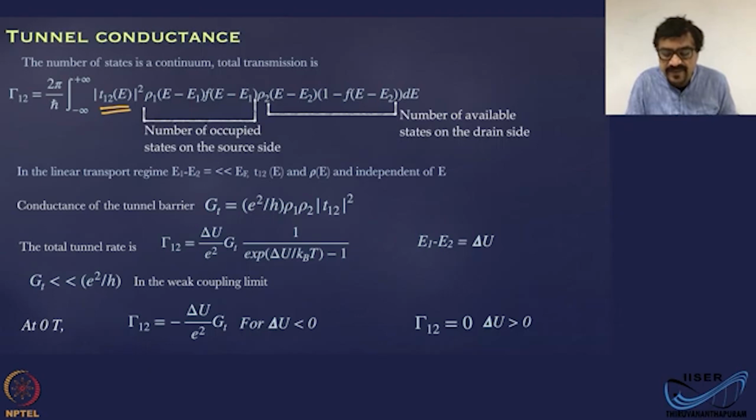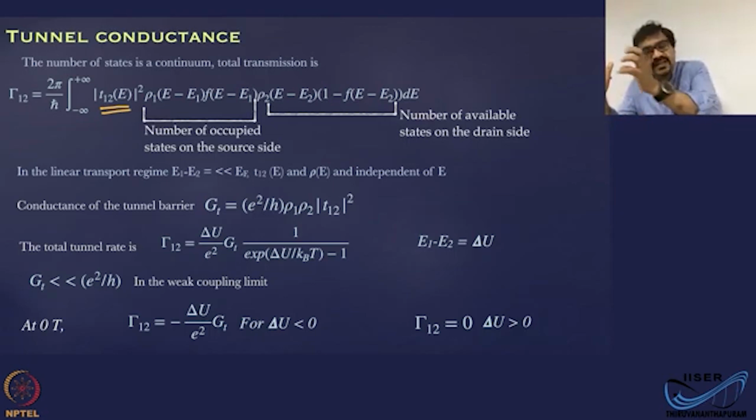Okay, and rho 2 of E minus E2 is the density of states on the drain side, and 1 minus the Fermi function, these F's are actually Fermi functions, is telling you the probability of those states being empty. For the transport to happen, you need to have a filled state which is capable of donating electrons, and you need to have empty states on the drain side where they are capable of accepting those electrons. Okay, it's a product of those. Both of those need to be satisfied.